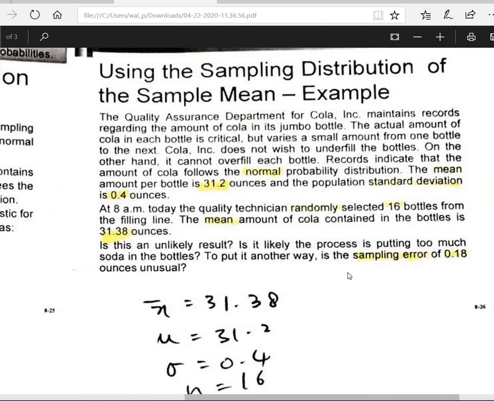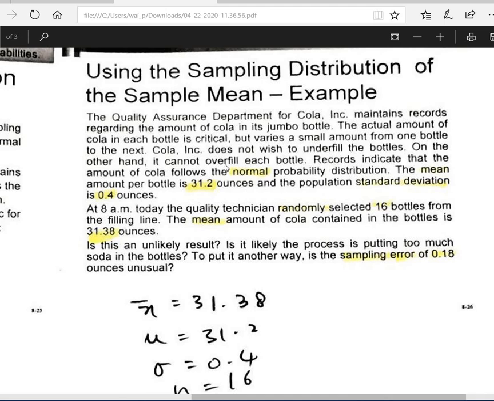For example, the Quality Assurance Department for Cola Institute Incorporated maintains records regarding the amount of cola in its jumbo bottle. The amount follows the normal probability distribution, the mean amount is 31.2, the population standard deviation is 0.4. At 8 a.m. today, the mean amount of cola is 31.38 and the sampling error is 0.18. So is this an unlikely result or a likely result?